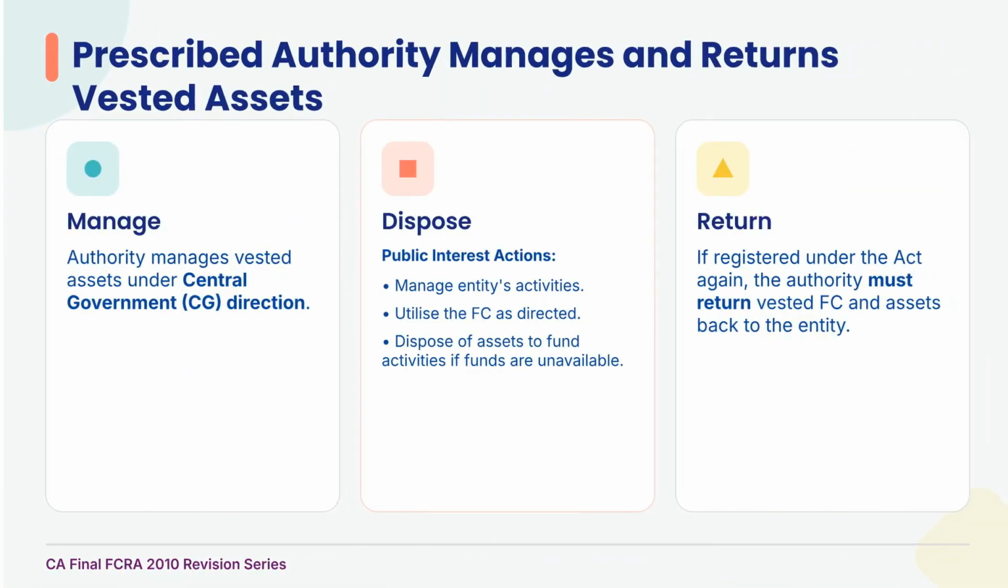The role of the prescribed authority does not end with taking custody of assets. Acting under the directions of the central government, it may manage the activities of the entity, utilize the foreign contribution for authorized purposes, or even dispose of assets when necessary to fund ongoing activities. However, these powers are exercised only in accordance with government directions and public interest considerations. An important relief is also available. If the organization is subsequently registered again under the Act, all vested foreign contribution and related assets must be returned to it. Thus, vesting is protective rather than punitive in nature.